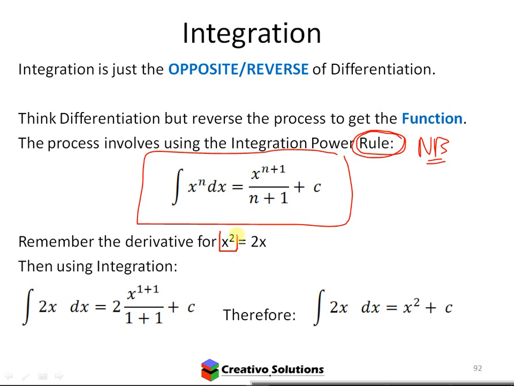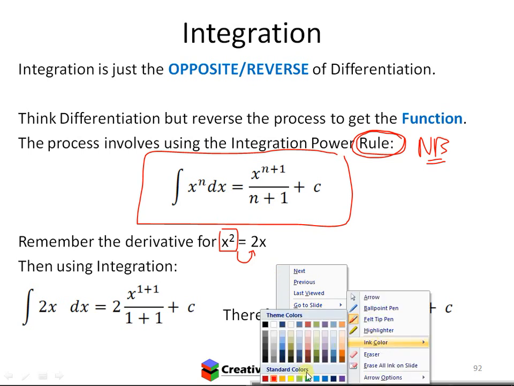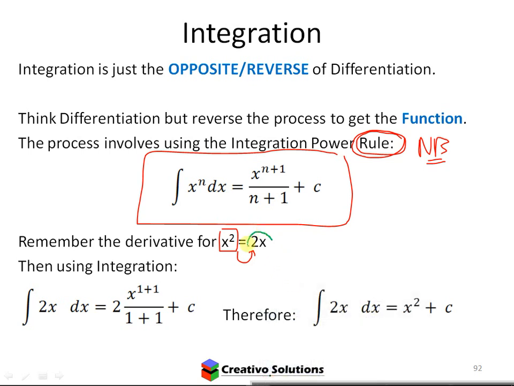Let's apply that to what we've got here. You know that x squared is 2x. If I'm using integration, what am I doing? I'm going from 2x back to x squared. So I apply the rule. I write down the function. What do I do to the derivative to get the function? I have to add 1 to the exponent and divide by that number.